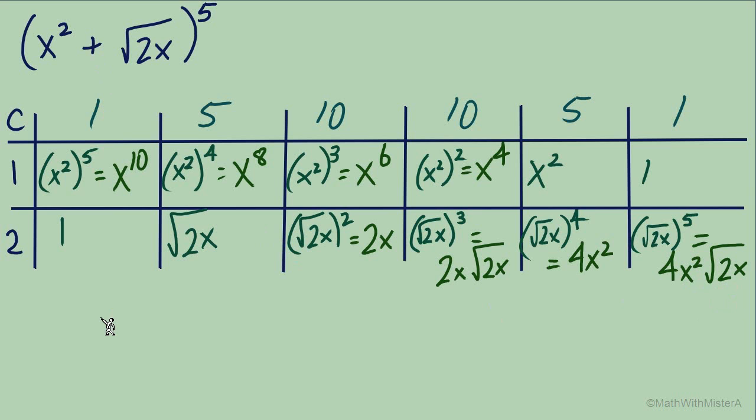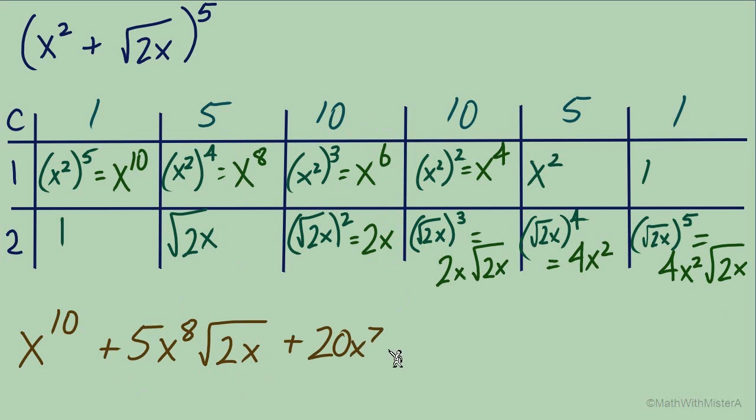Now let's multiply down these columns. The first term, x to the 10th. Next we have, now careful here, we're not intermingling the radicals with quantities that are outside of a radical. So we have 5x to the 8th times radical 2x. And this entire chunk is our second term from multiplying these three parts together. Next we have 10 times x to the 6th times 2x. Well, I see a 10 times 2 for a coefficient of 20, and then an x times another x to the 6th. So this is 20x to the 7th when we multiply these three parts together.